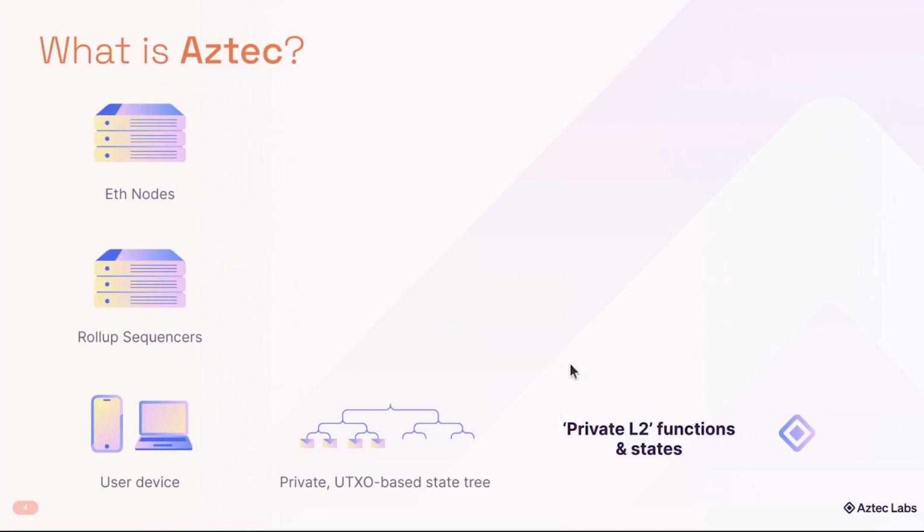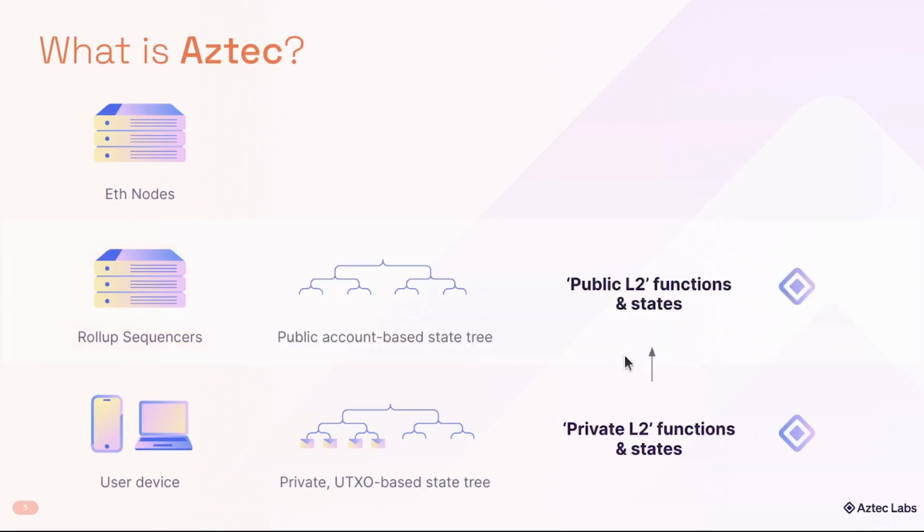So users compute private contract state changes. They pass required information to sequencers, which will process and verify these private state updates, updating private state trees accordingly. But then these sequencers also process public transactions. This is very similar to what happens in other rollups and other blockchain networks, where remote computers are just updating public account-based state trees. This is transparent information that everybody sees. This is not private information.